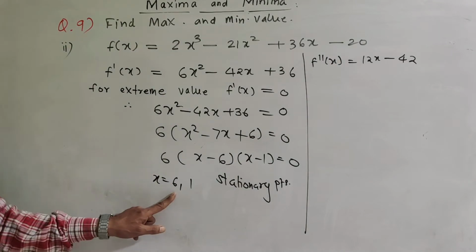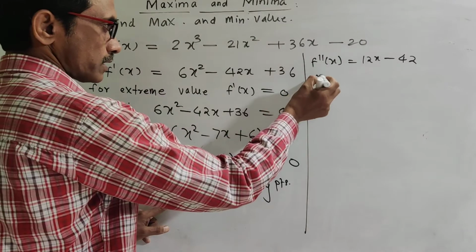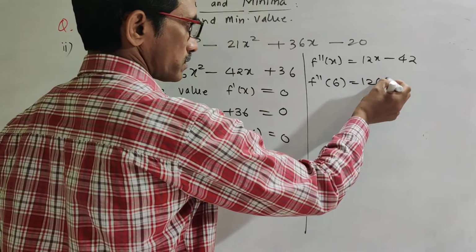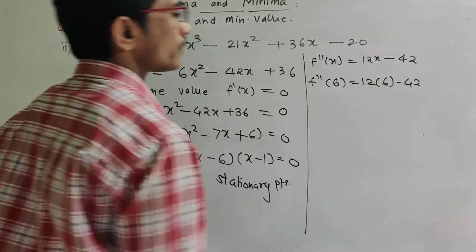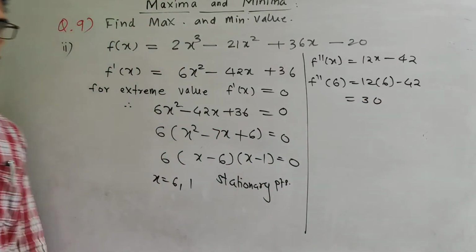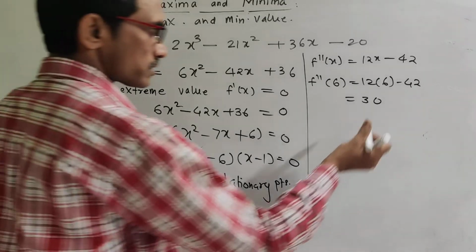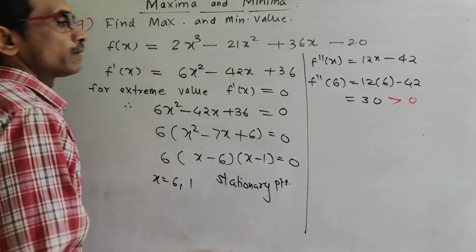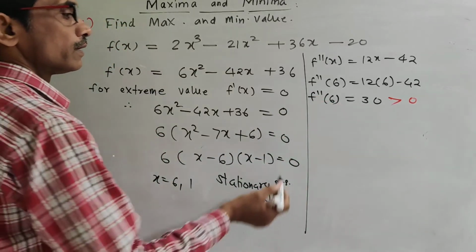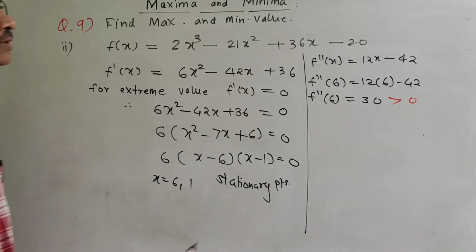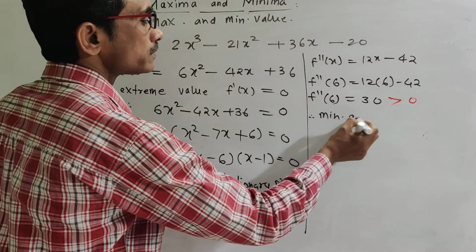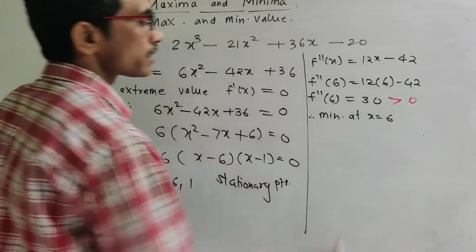Now at this stationary point, see f2 dash of 6. What we get? 12 into 6 minus 42. This is 72 minus 42. It is 30. That means it is positive. ये positive है. f2 dash of 6 positive है. इसका मतलब the function has minima at x is equal to 6. Therefore minima at x is equal to 6.